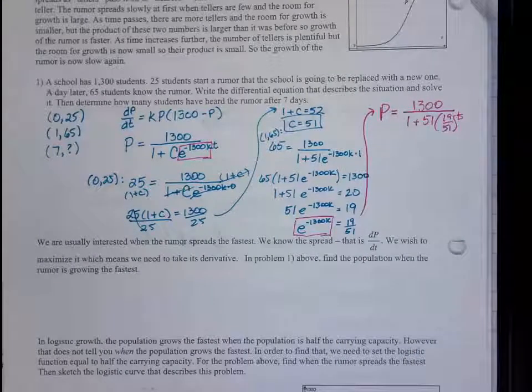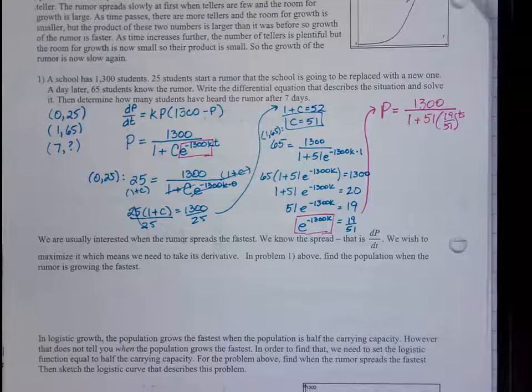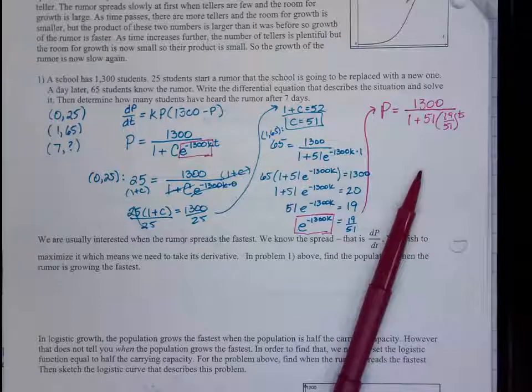So 1300 over 1 plus 51, parentheses, 19 over 51 to the power of t. Okay, let's talk for just a second after you write that down. Can I cancel those 51s out? Why not? Because of the power of t. The t is affecting that 51 in the denominator, so I can't cancel it with the other ones. You just leave it there.